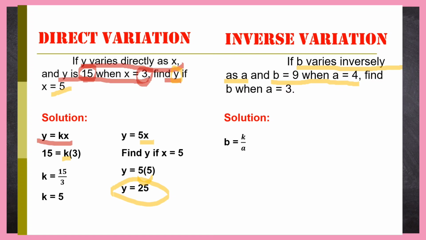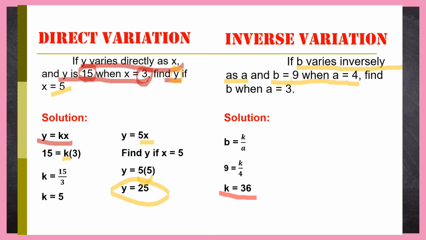So the mathematical statement is b is equal to k over a. And then after that, we will substitute the value of b, which is 9, and then a is 4. So let us substitute. So b is 9, and then our a is 4. Then after that, let us get the value of the constant of variation. So the constant of variation, or k, is equal to 36.